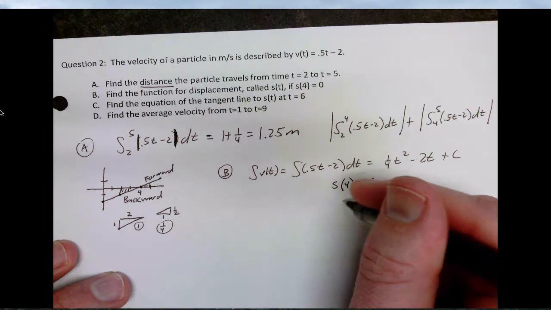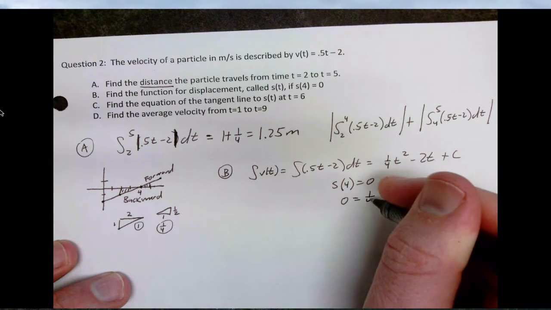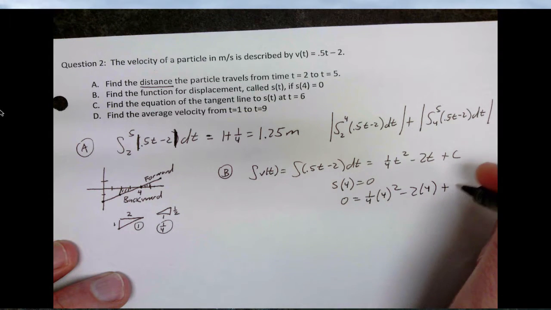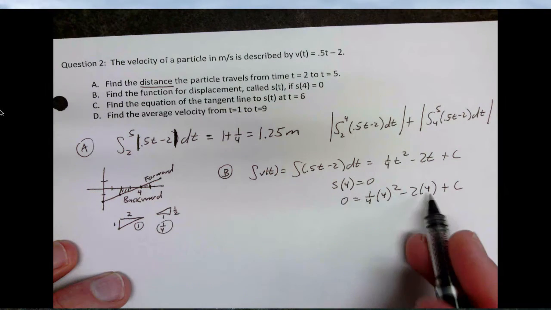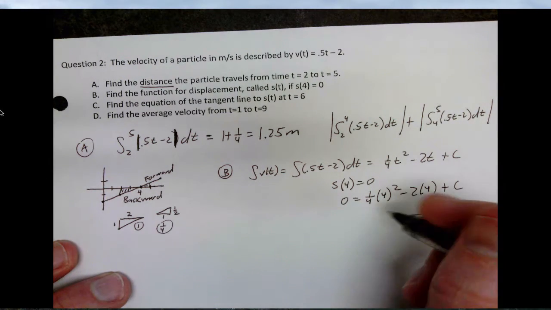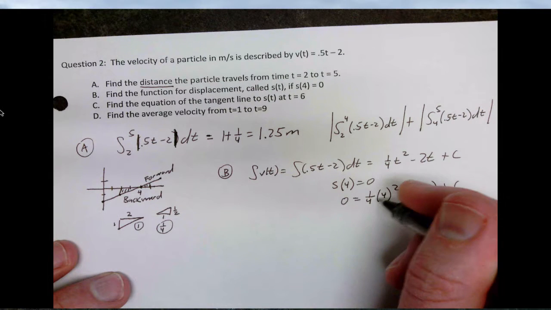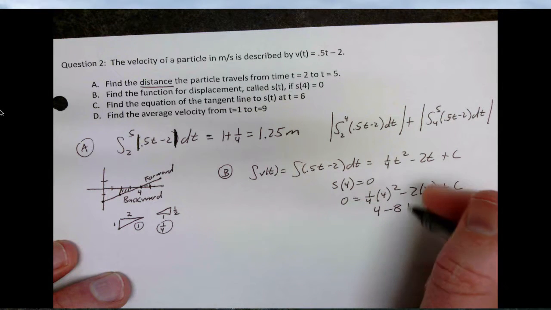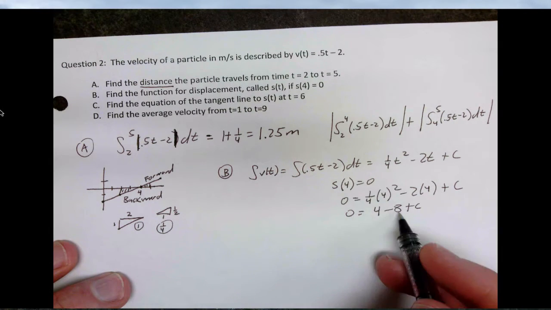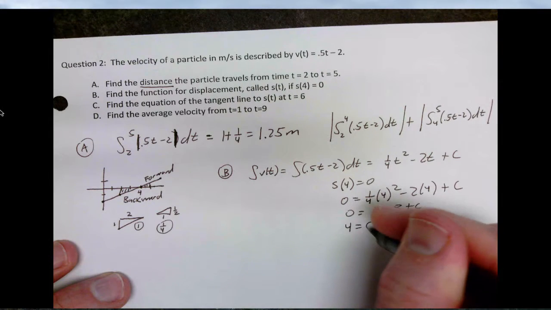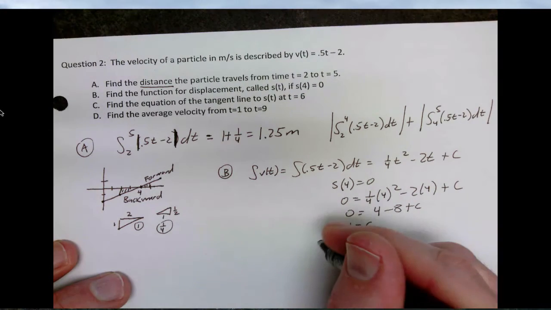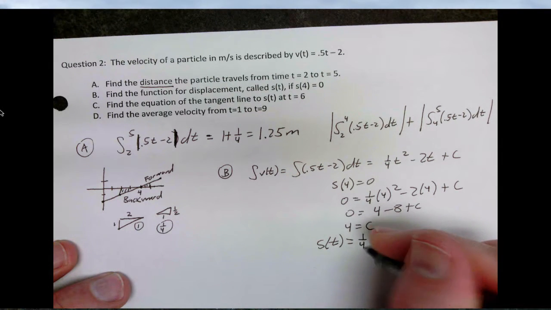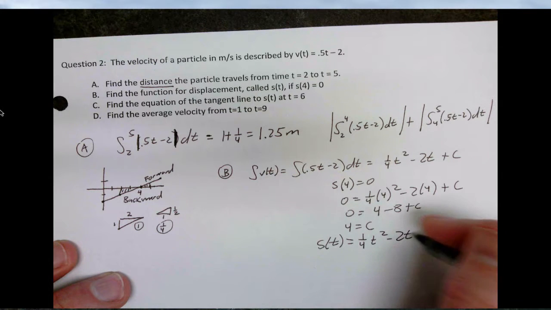What I know is that 0 equals 1/4 times 4 squared minus 2 times 4 plus c. So I have an output, and the input goes in for the t values. This value gives me 16 divided by 4, which is 4, and minus 8 plus c equals 0. That's -4. Add it to the other side: 4 equals c. So we're going to say that s of t equals 1/4 t squared minus 2t plus 4.